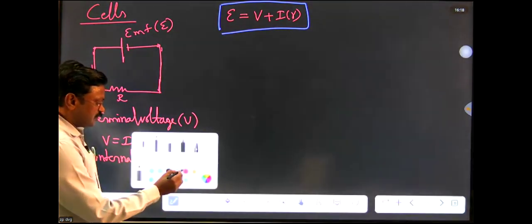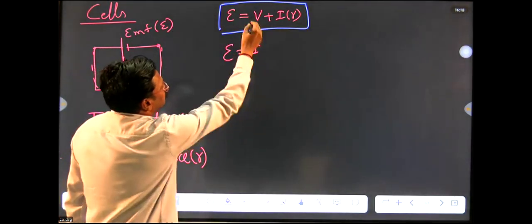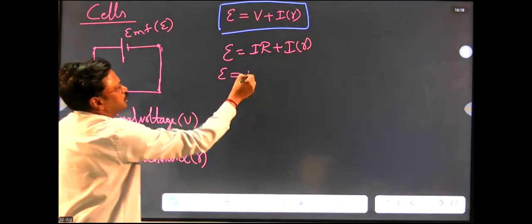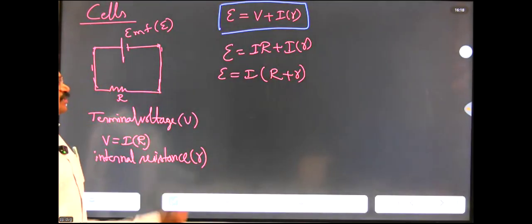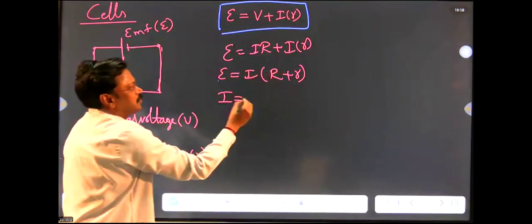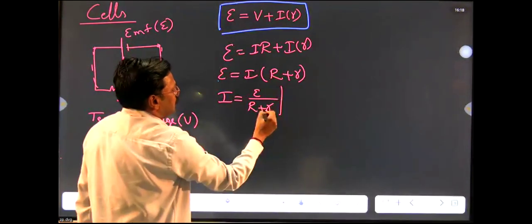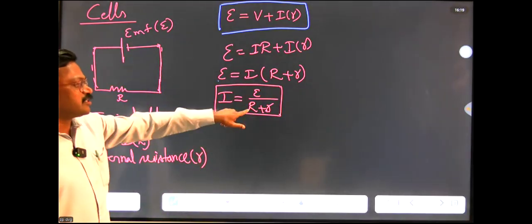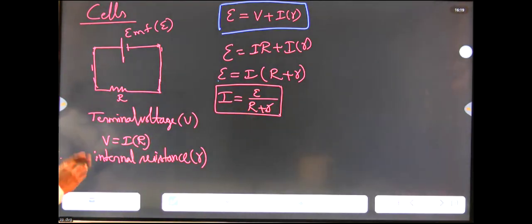So let's consider what is the expression for current. E is equal to, you see, V is equal to IR plus I into small letter r. So E is equal to I times (R plus r). This is the equation. Now what is the expression for current? The current supplied by the cell or battery of EMF E and internal resistance r is given by I is equal to E by (R plus r). This is the basic expression for current supplied by the cell or a battery in terms of its EMF, external resistance and internal resistance.